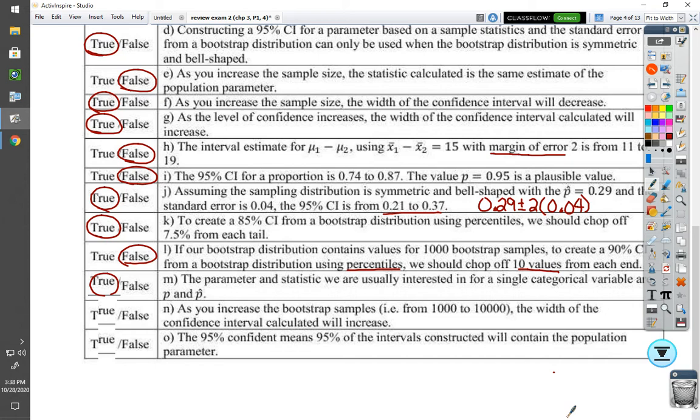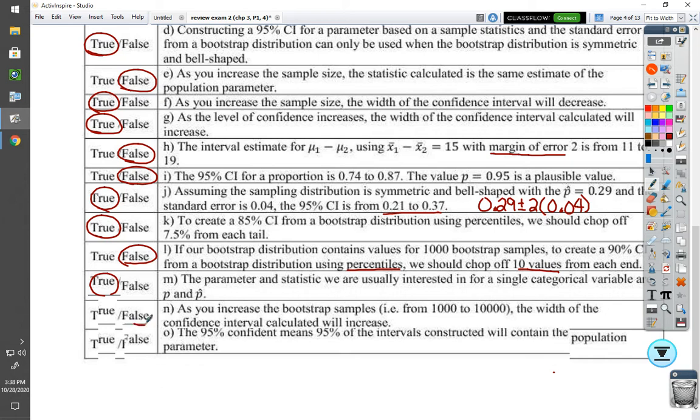As you increase the bootstrap sample from 1,000 to 10,000, the width of the confidence interval calculated will increase. No, it will decrease. It's false. And the 95% confidence interval means that 95% of the intervals constructed will contain the population parameter. Absolutely, positively true. Moving on.